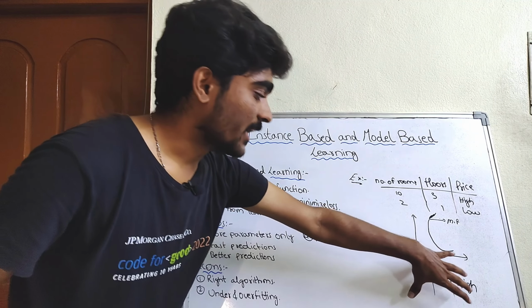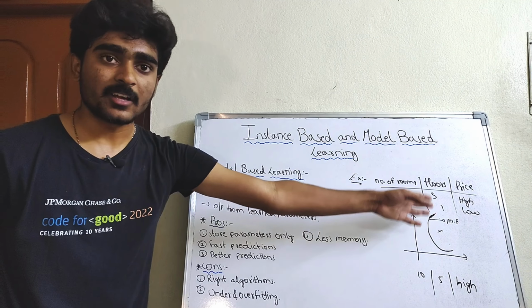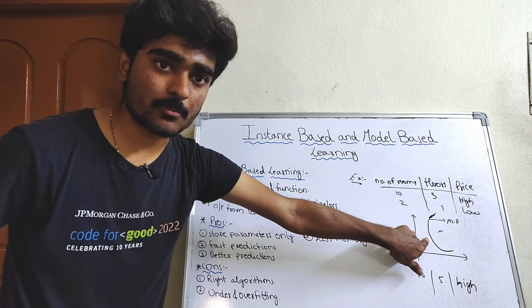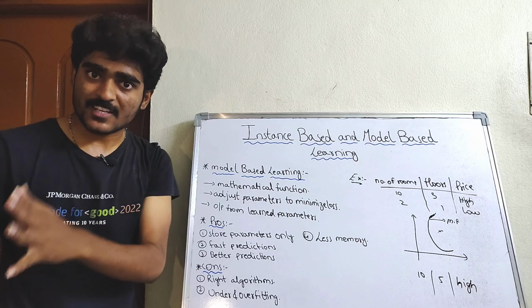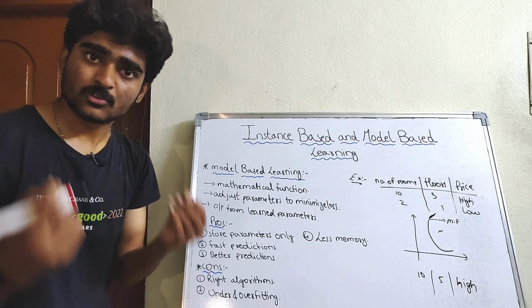Now second, faster predictions. You see that we are directly plotting it over here. Let's say 10 comma 5 is over here, we'll decide the label. We just need a decision boundary. After deciding the decision boundary, the prediction time is very much faster. The training time is definitely slower but predictions are so much faster.